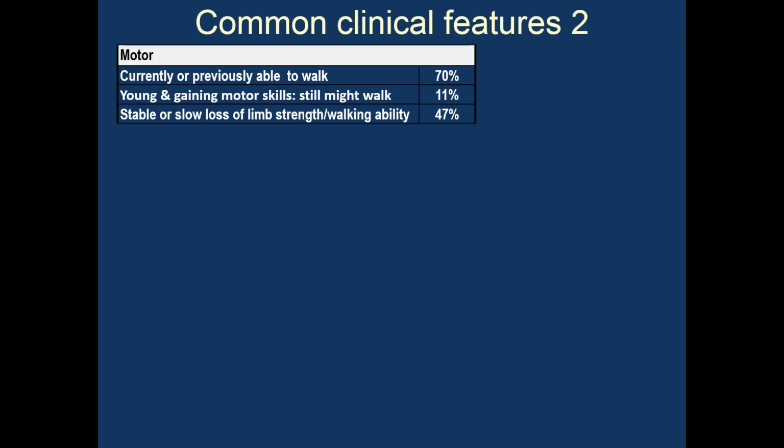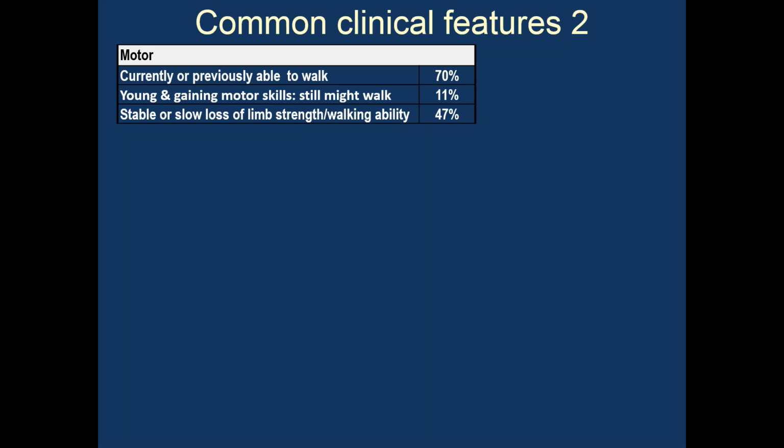In terms of motor ability, and that's really important for families to know about, in actual fact, 70% of our cases were currently still able to walk, or previously had been able to walk. So that's a really high rate and really important for us to know. And in fact, 11% more cases were still really young, less than 5, and were still gaining motor skills. So they were predicted to probably walk within the next couple of years, if not sooner.